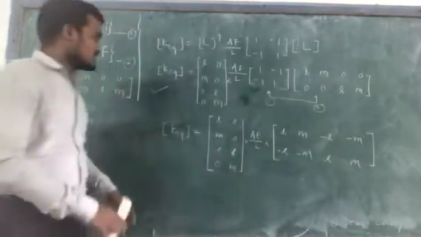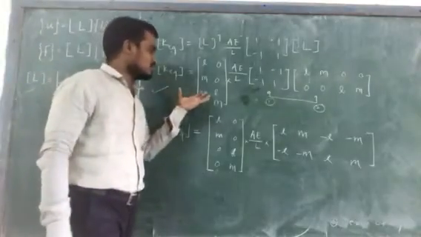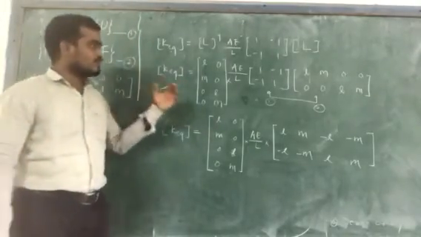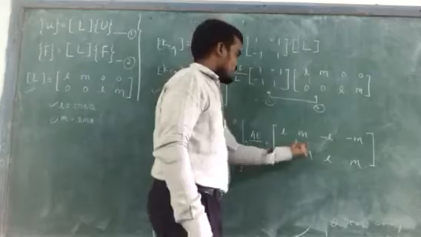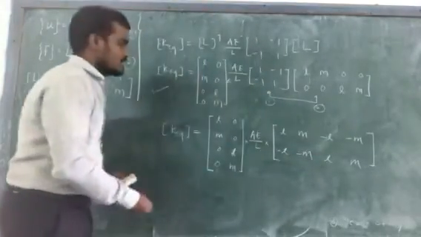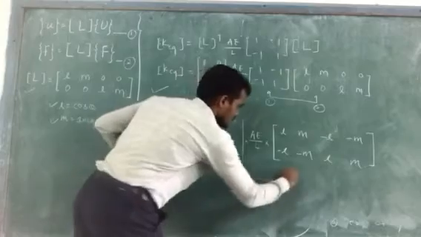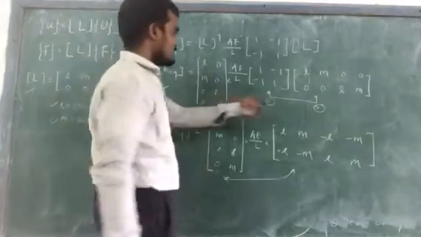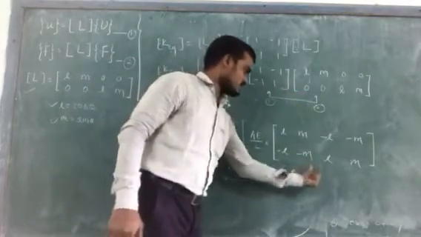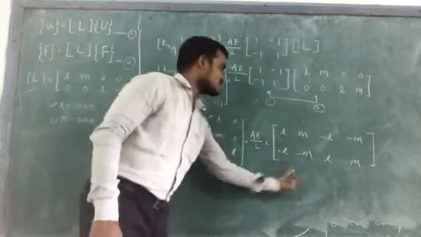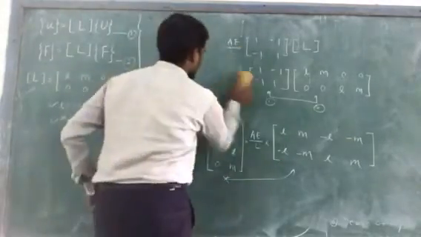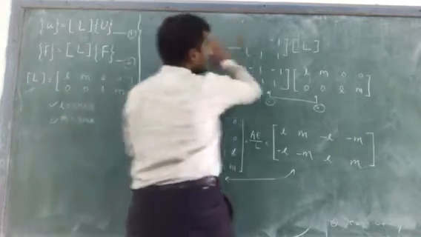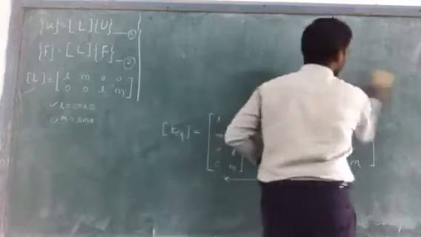This derivation can be asked in your semester exam for 6 to 8 marks. That's why you need to simplify these two matrices. After this you will get this matrix. Now multiply this matrix by this matrix. Then finally we will get the element stiffness matrix. After simplifying these two matrices you will get this matrix. Now we will do the multiplication of these two matrices, and you will get the final element stiffness matrix for this truss element.